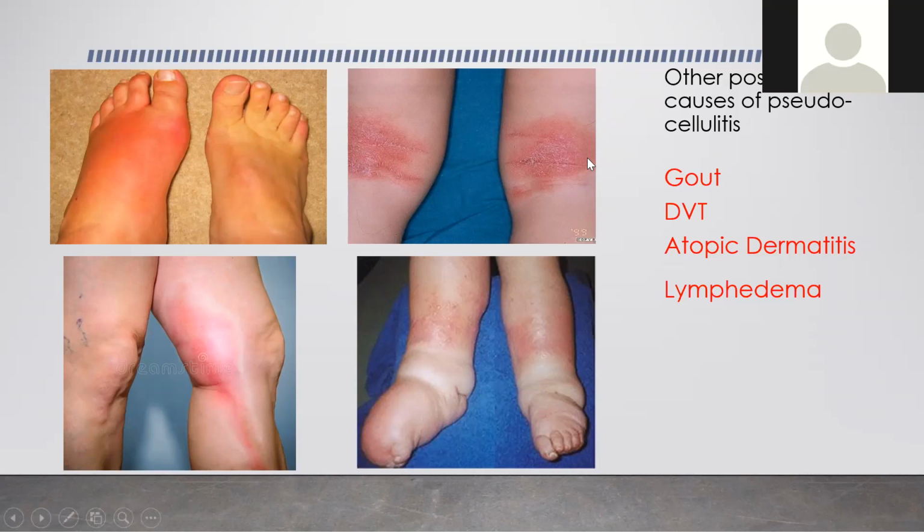Atopic dermatitis. Yeah, very good. How about the left lower picture? Cellulitis. DVT. MRSA.